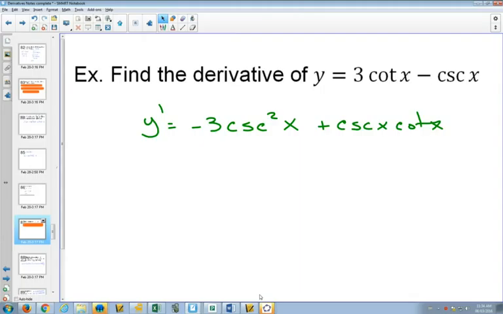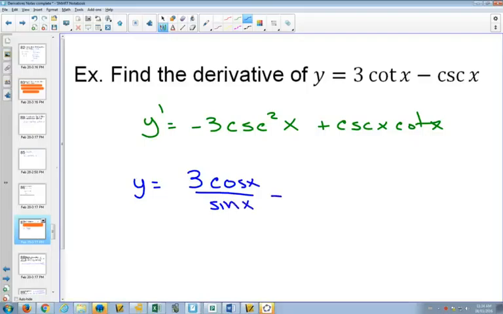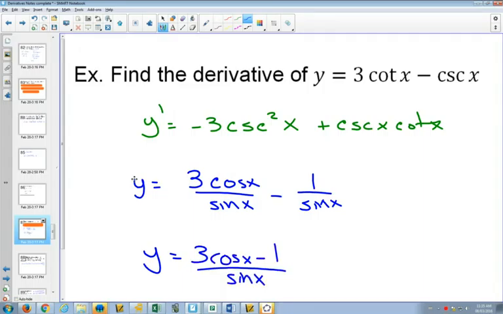So if I hadn't memorized these and I was doing this one, cotangent is cos over sine. So I would have 3 cos x over sine x minus, and cosecant is 1 over sine x. Those have a common denominator, so you could put them together if you'd like. Three cos x minus 1 all over sine x, just because I had a common denominator.